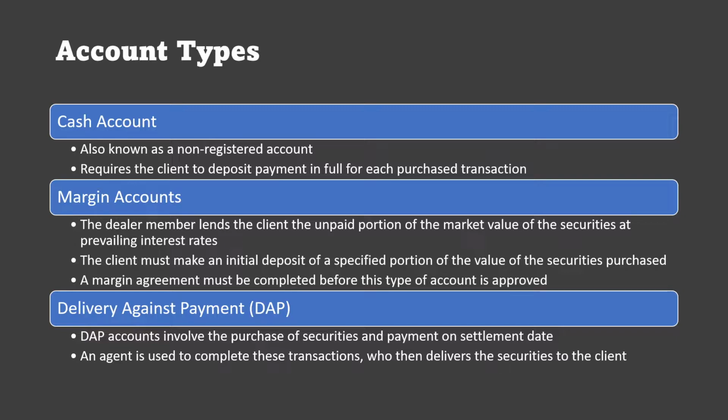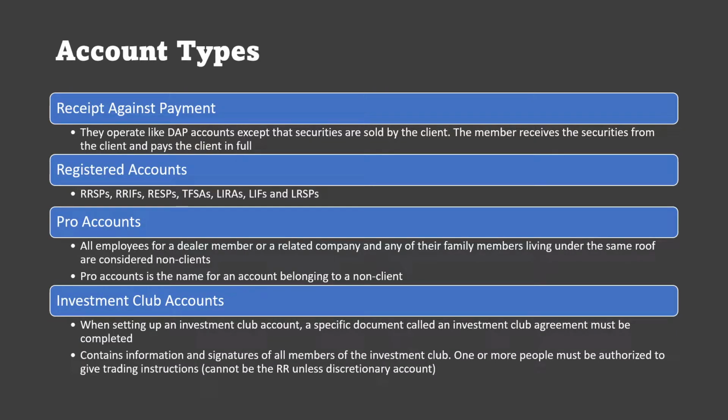These accounts involve the purchase of securities and payment on the settlement date. So an agent is used to complete these transactions, who then delivers the securities to the client. Now, you also have receipt against payment, and they operate like the delivery against payment accounts, except that securities are sold by the client.